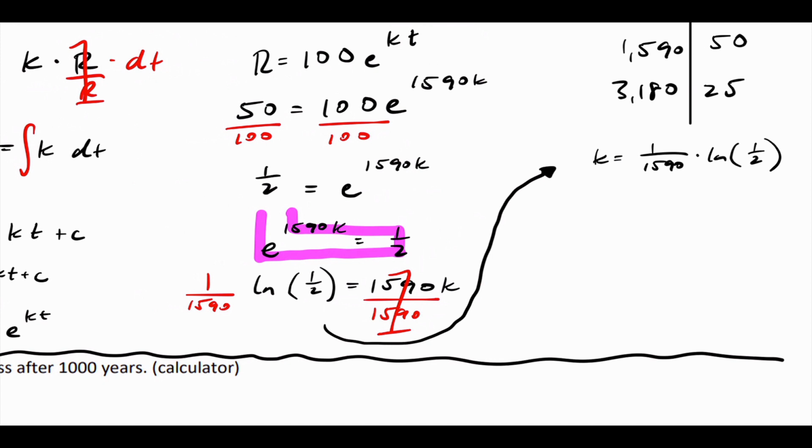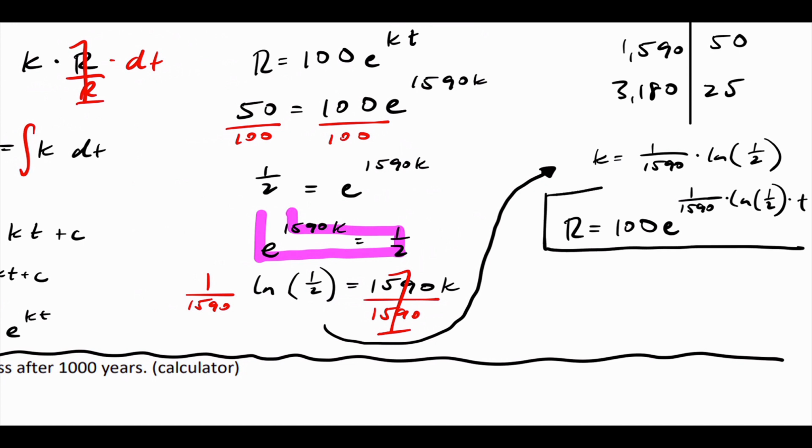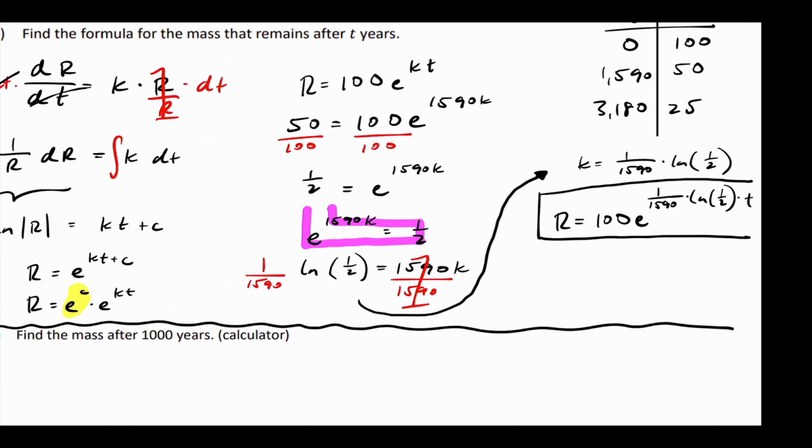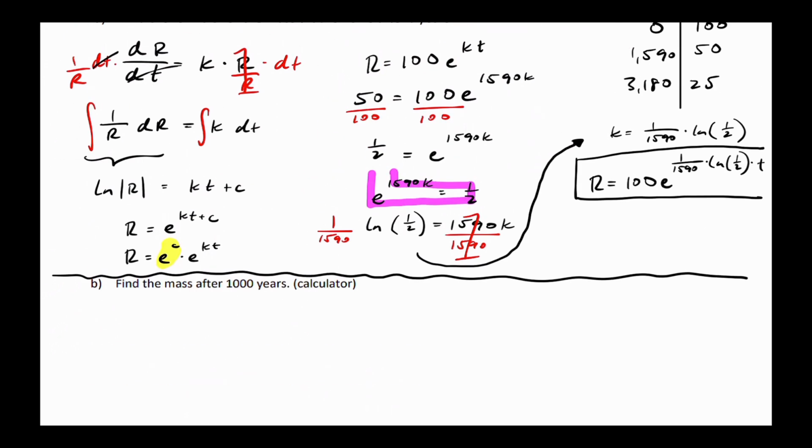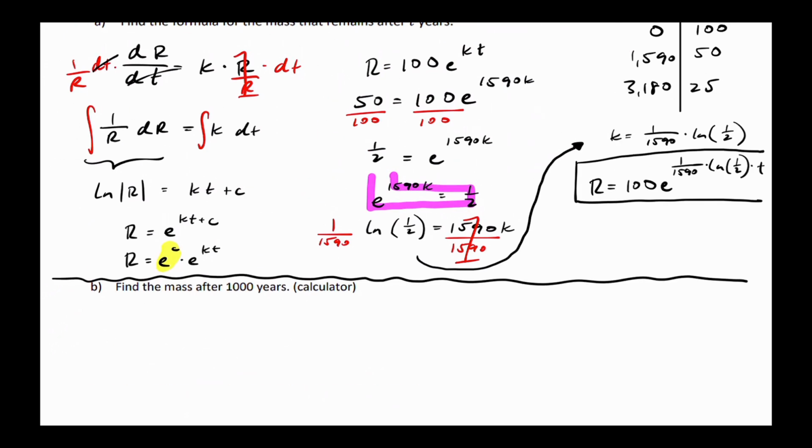Okay, so plug it back in for K. I have R equals 100 E to the 1 over 1,590 times the natural log of 1/2 times T power. That's the formula I'm going to use. Last thing I want you to do is use it to find out after 1,000 years how much of it's going to be left.